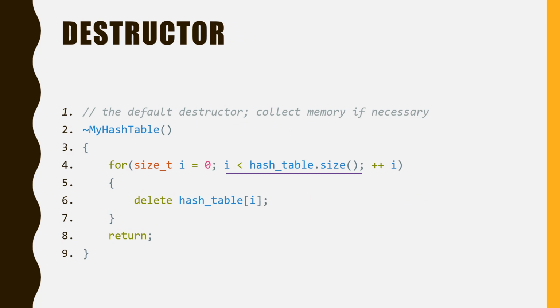Here is the destructor function. It simply collects the memory allocated for each individual bucket of the hash table. Note that the number of iterations we need to perform is the size of the vector hash table, which corresponds to the number of buckets in the hash table.